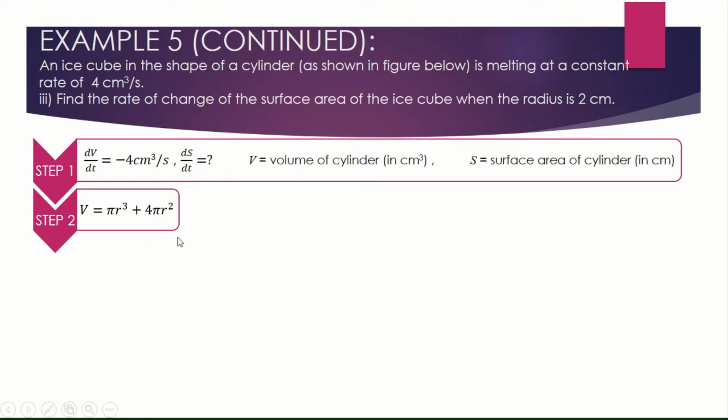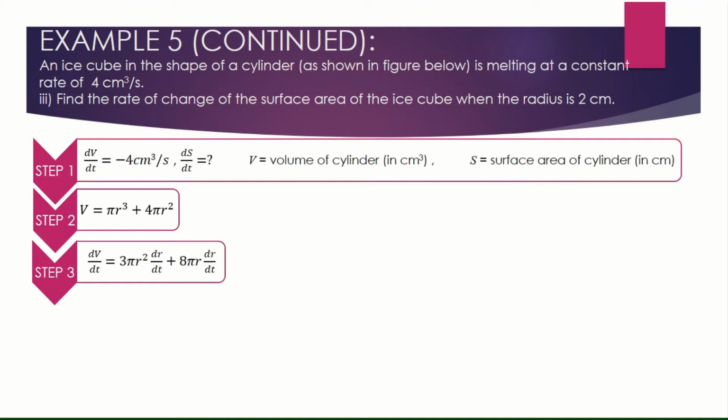Even though it does not follow the step 1 procedure, we just use the volume we got from the previous slide. We differentiate it implicitly with respect to time, both left and right. So dV over dt is equal to, differentiating the r cubed term, 3 pi r squared dr over dt, plus 8 pi r dr over dt. If we factor it, dV over dt is equal to (3 pi r squared plus 8 pi r) dr over dt.